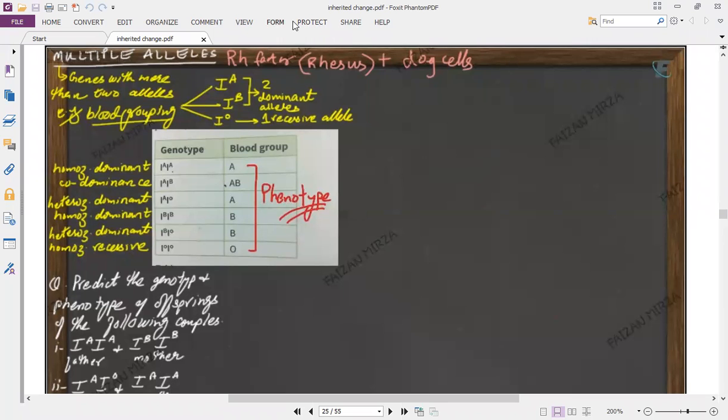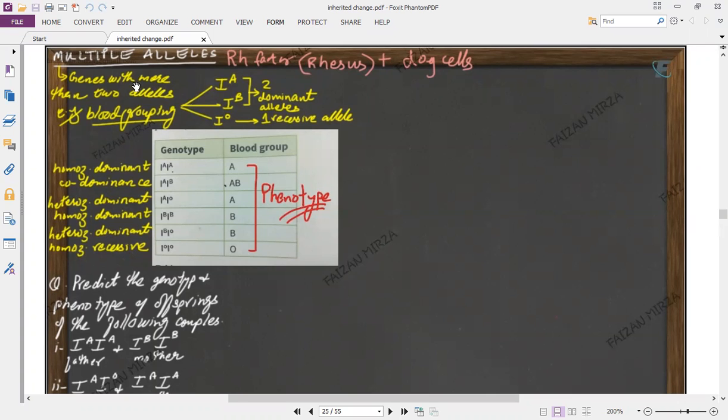We are discussing multiple alleles today. We already know that for any gene, there are two alleles in most cases, and they are present on the same gene locus on the homologous pairs. But there are cases in which a gene may have multiple alleles. And since you have a homologous pair, you can possess any two of those combinations.